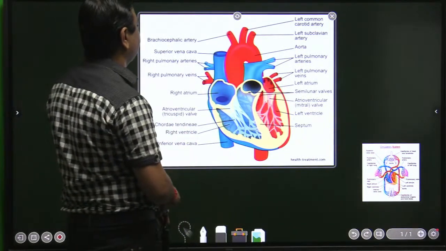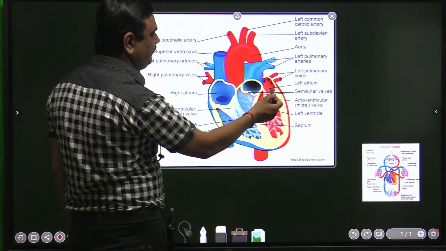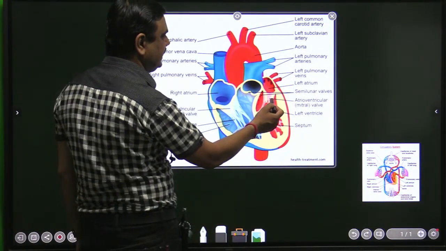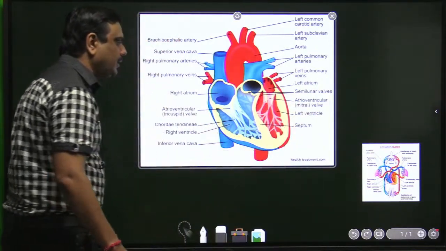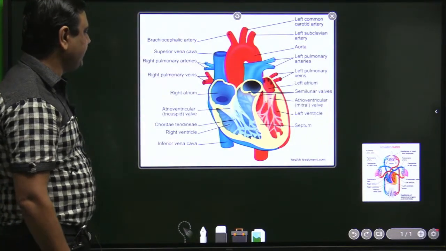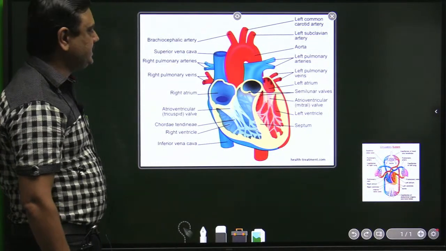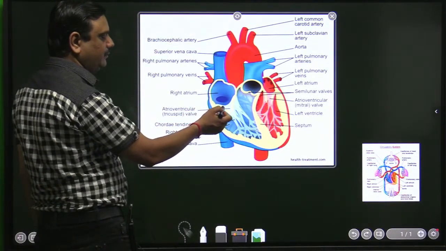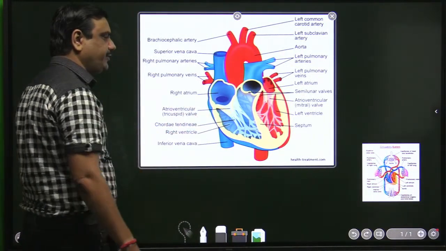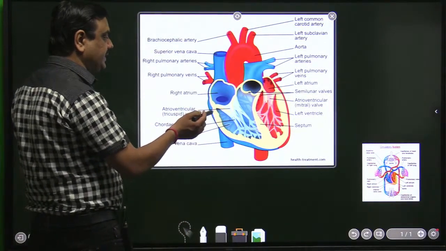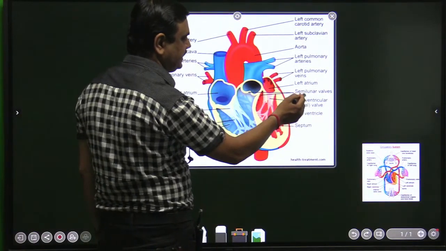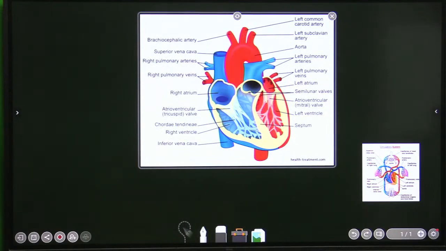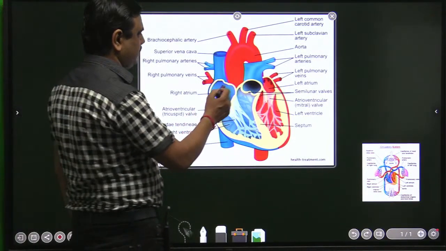Now here, between the left atrium and left ventricle, again there is a valve known as the atrioventricular valve. We also call it the bicuspid valve. On the right side, again we have an atrioventricular valve, and while the one on the left side is called bicuspid, the one on the right side is called the tricuspid valve. I hope this point is clear to everyone.